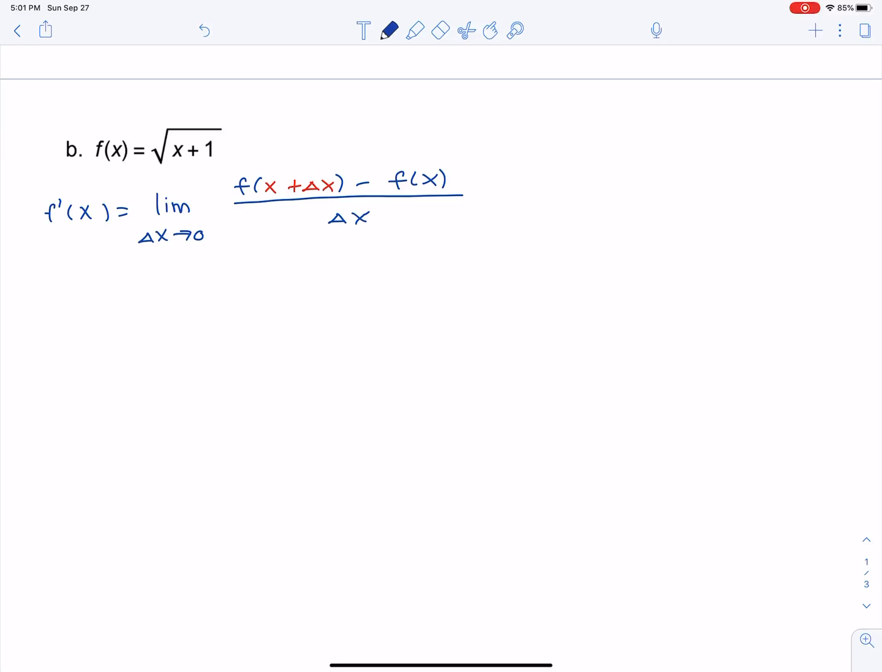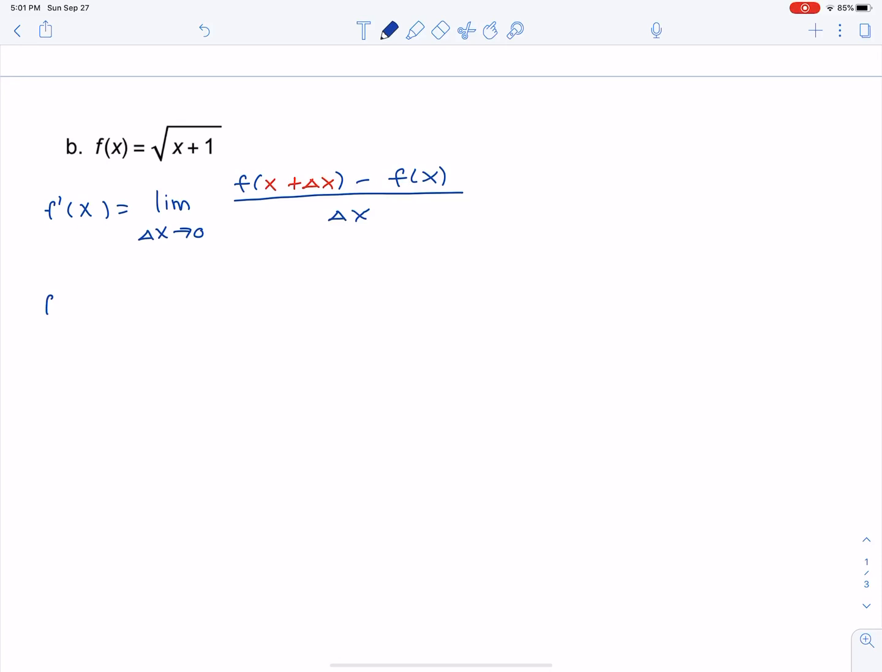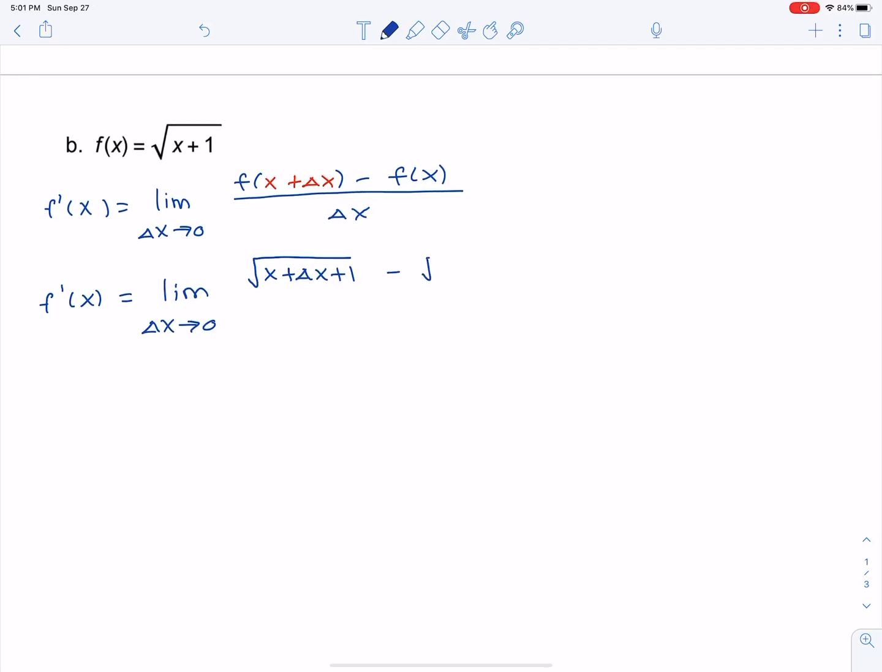Let's use it again. So what do we get? Substituting this specific equation in, we get f prime of x equals the limit as delta x approaches 0. Again, I'm going to be plugging x plus delta x into my function, so I'm evaluating this at x plus delta x. So I get the square root of x plus delta x plus 1. Note, this right here has gone in for x. That's how I got this. Minus f of x. Well, f of x is the function. Perfect. All over delta x.